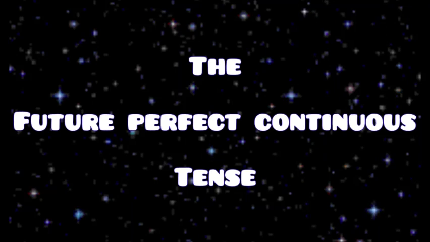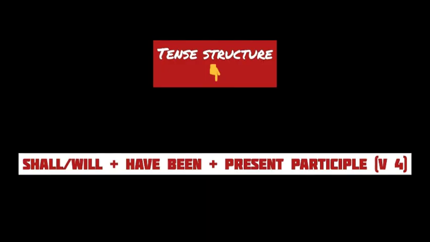Today's topic is the future perfect continuous tense. As you know, we identify a verb tense from the structure of the verb. So the structure of future perfect continuous tense is the auxiliary verb shall or will plus have been and the fourth form or the ing form of the main verb.